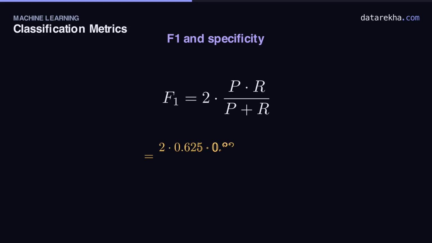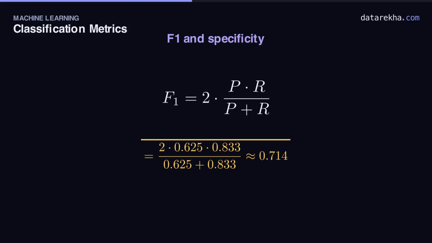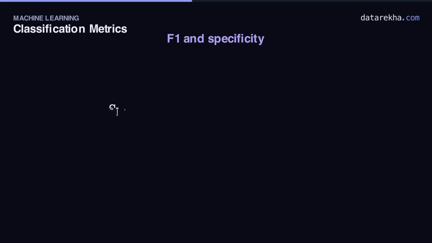Plug in our numbers. Precision 0.625, recall 0.833, and F1 comes out about 0.714. Notice it sits between the two, pulled toward the smaller precision. Exactly what we wanted. 2 more.